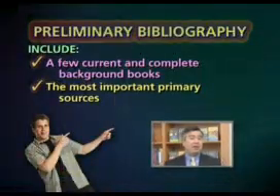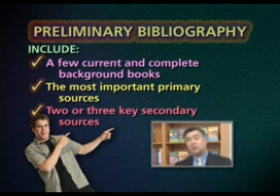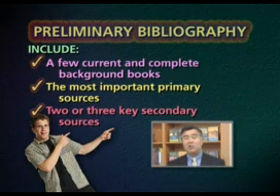Your preliminary bibliography should then also include at least 2 or 3 key secondary sources, especially those that are most relevant to your topic and to your thesis. So in basically any topic area, there are going to be a handful of secondary sources, either books or articles, that are well regarded, that everyone refers to, and that are considered important and definitive in discussing this particular topic.